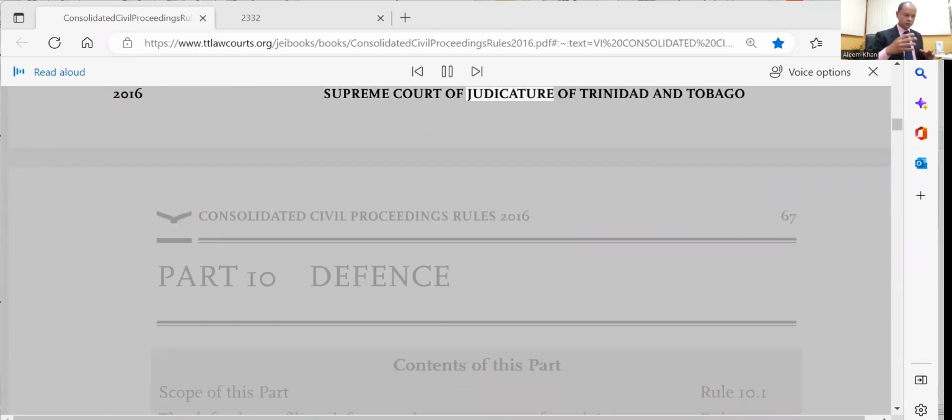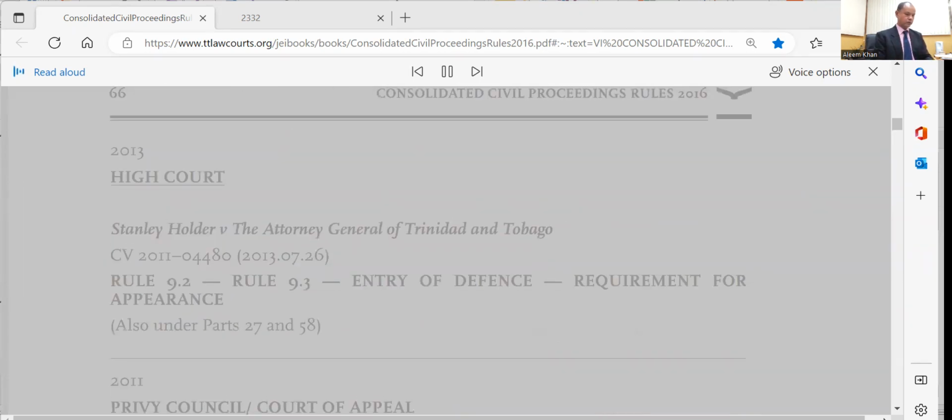2016 Supreme Court of Judicature of Trinidad and Tobago. 66 Consolidated Civil Proceedings Rules 2016. 2013 High Court. Stanley Holder v. the Attorney General of Trinidad and Tobago, CV 2011-04480, July 26, 2013, Rule 9.2, Rule 9.3, the entry of defense, requirement for appearance, also under Parts 27 and 58.